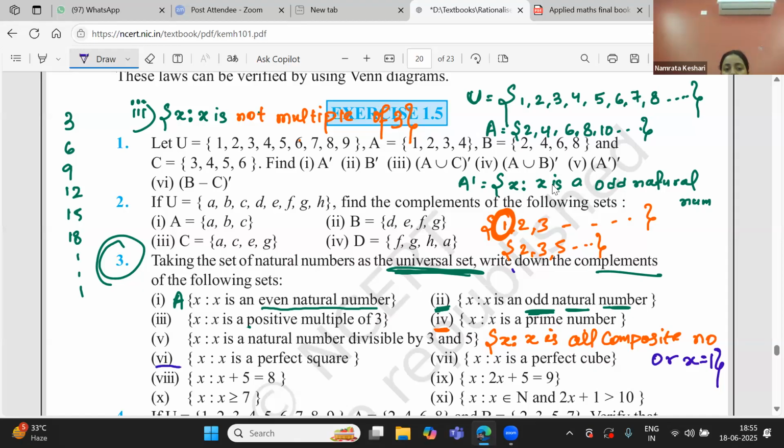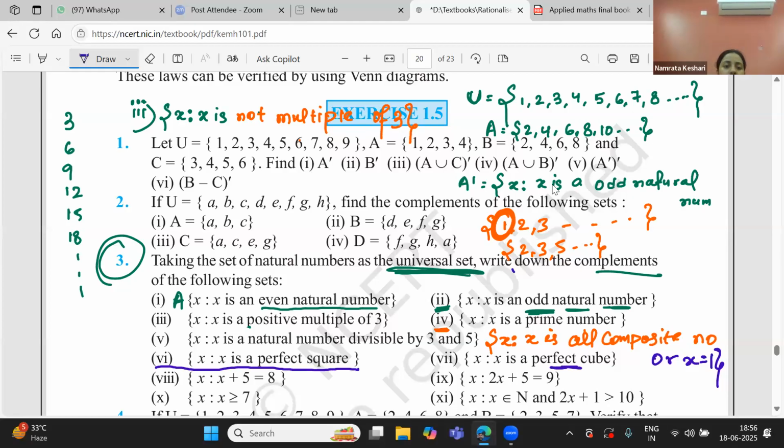Okay, number 6. X is the set of all perfect square numbers. You have to write the complement of this set in set builder form only. So you will write the set of all x such that x is not a perfect square number. All those remaining numbers which are not perfect squares, we will be left with those numbers. Clear? Yes.